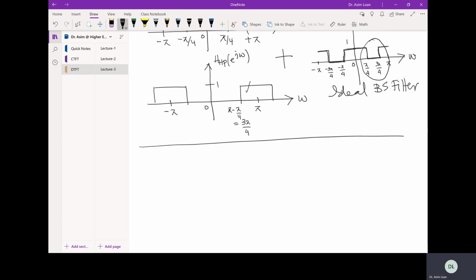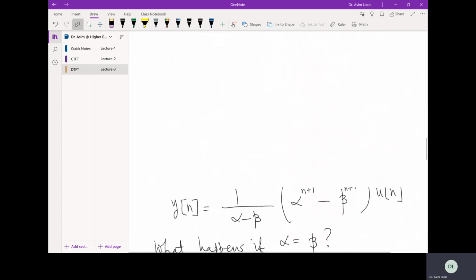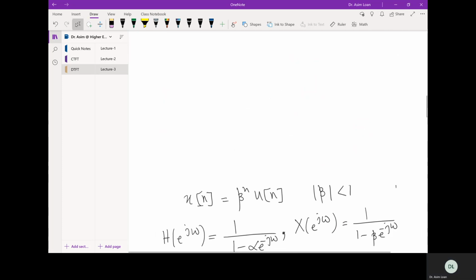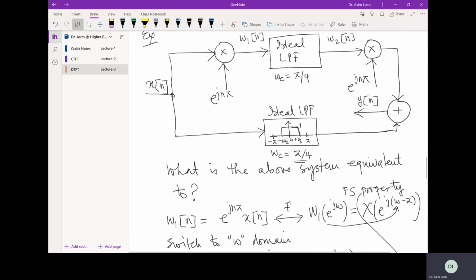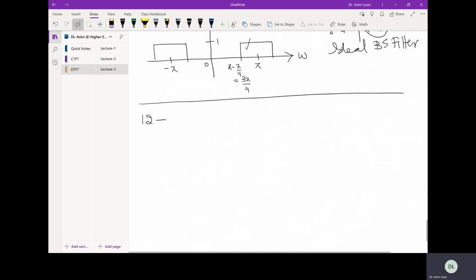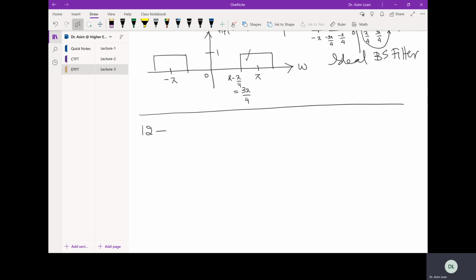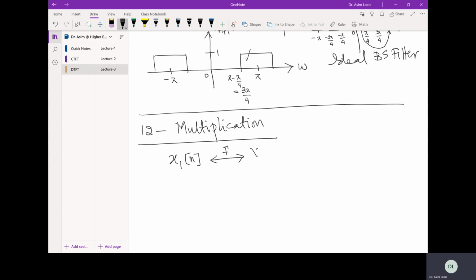The 12th property is the multiplication property, which is identical to the continuous time Fourier transform case. I'm not going to prove it, but the only difference I'll tell you. For the multiplication property, we'll start with x1 of n, which has a Fourier transform X1 of e^j omega.